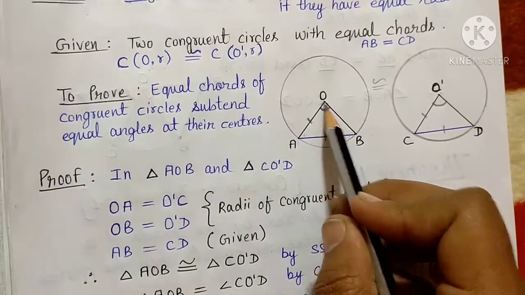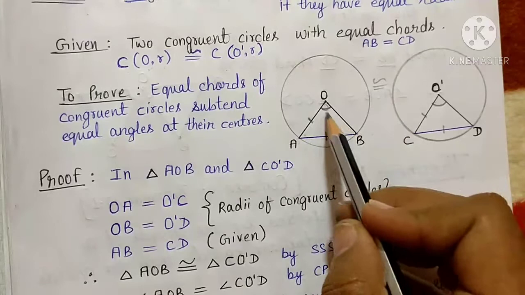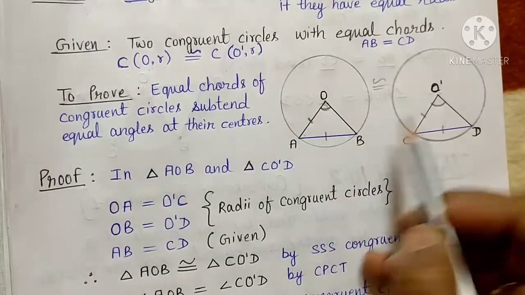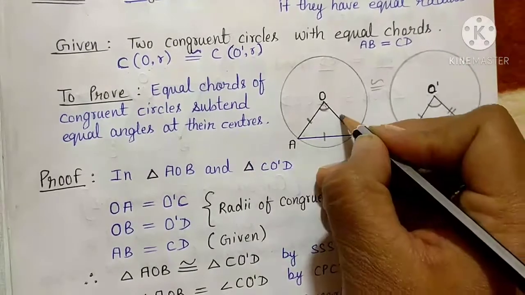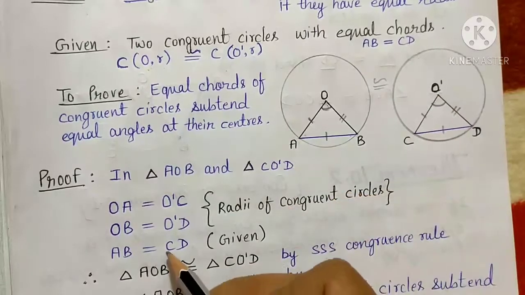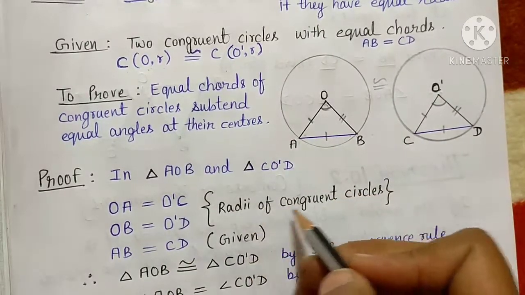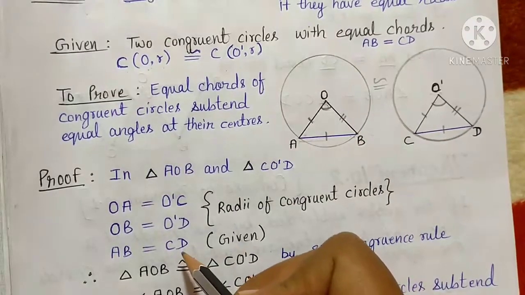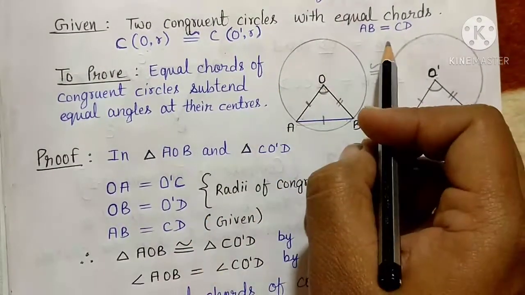Just see, the line segment joining the center to any point on the circle is called a radius. So OB is also a radius and O'D is also a radius. So OB equals O'D. Again, the same reason: radii of congruent circles. And at last, AB is equal to CD because it is already given in the question at the start.